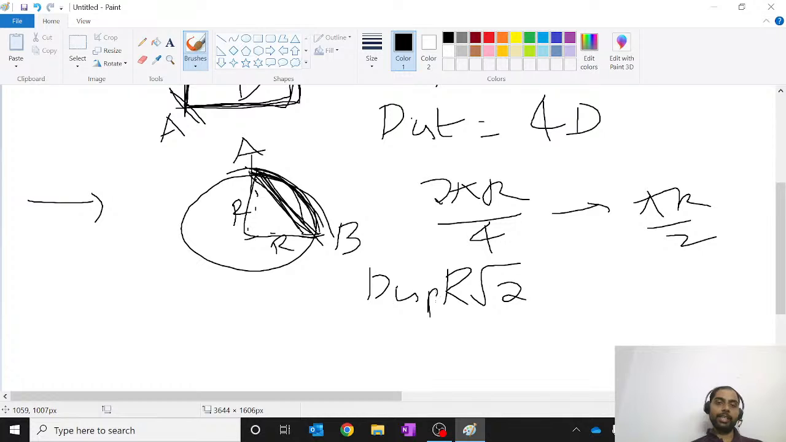All you have to do is assume you're riding a bike and you're sitting on this. From A to B, you are driving a bike from A to B. The distance you've traveled is pi r by 2, because it is one fourth of the circumference. And the displacement is nothing but the shortest distance between A and B, which is root 2 R.